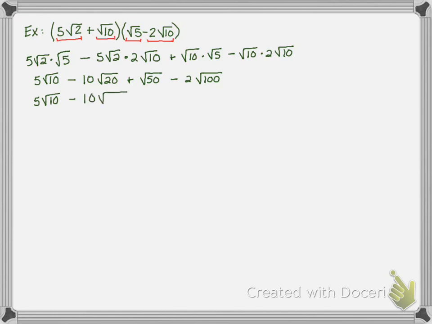I can factor 20 as 2 squared times 5. Factor 50 as 5 squared times 2. And the square root of 100 is just 10. So we have 5 times the square root of 10 minus 10 times 2 times the square root of 5 plus 5 times the square root of 2 minus 20.